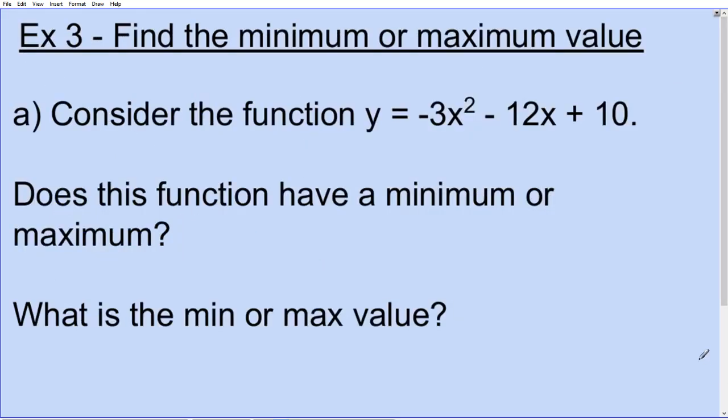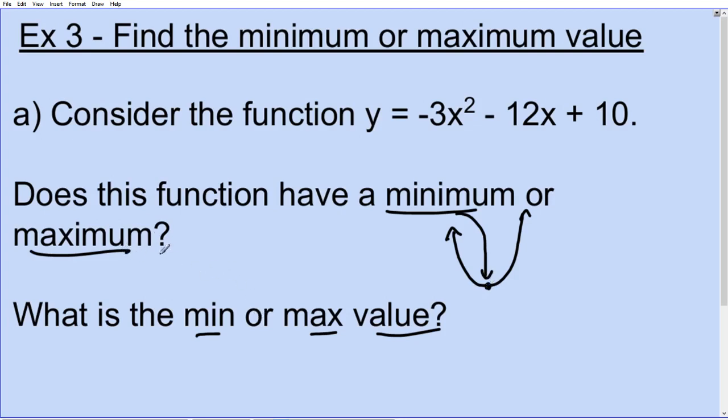Now, the next problem here says, consider this function. Does it have a minimum or a maximum? And then what is this minimum or maximum value? So the difference between a minimum and a maximum would be, well, if I have a U-shaped parabola, this guy does not have a maximum. These lines keep going on up and up and up forever into infinity. But it does have a minimum. The minimum would be right there in the middle. It's where the vertex is. It is the smallest value that this function goes through.